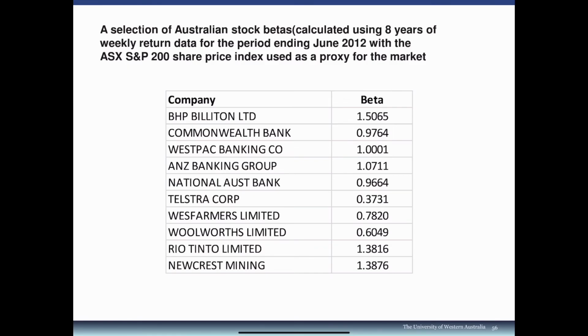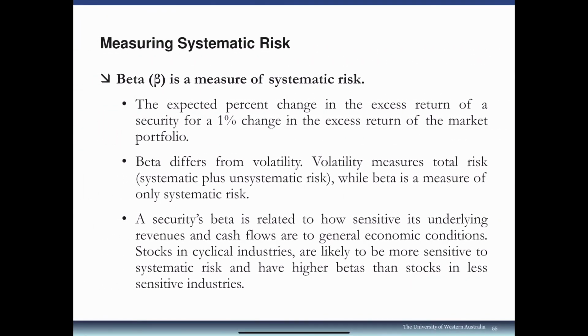We will talk about how exactly to quantify beta in our next lecture. But let's just say here we have a rough idea of what beta is: beta measures the expected percentage change in the excess return of a security for a 1% change in the excess return of the market portfolio. That's the definition for now, right?